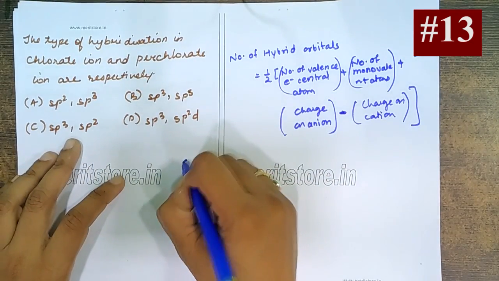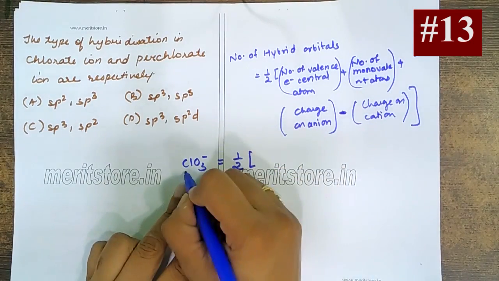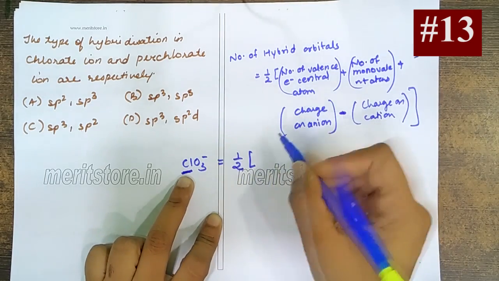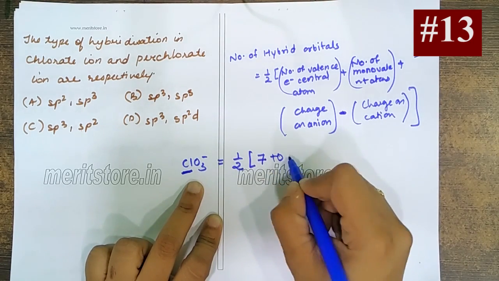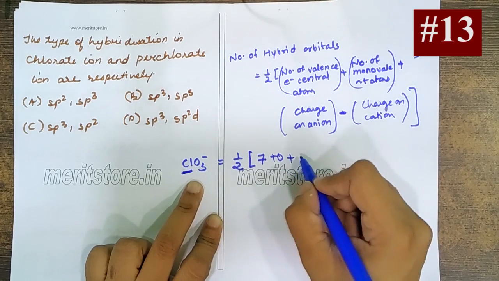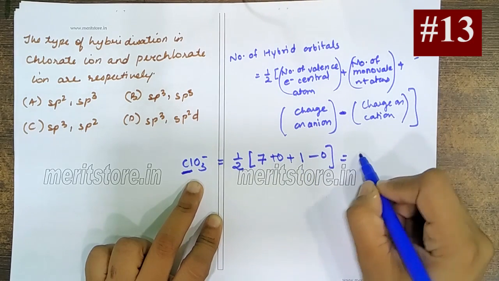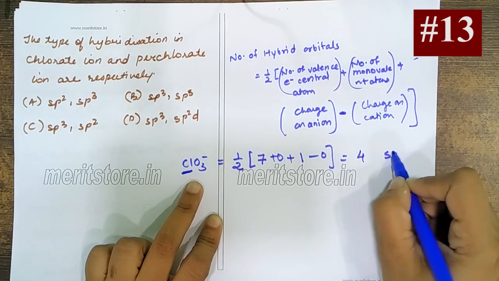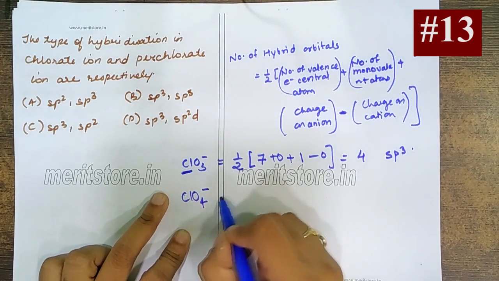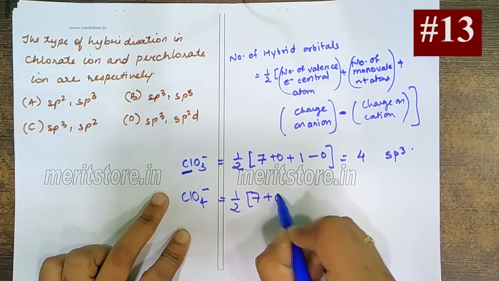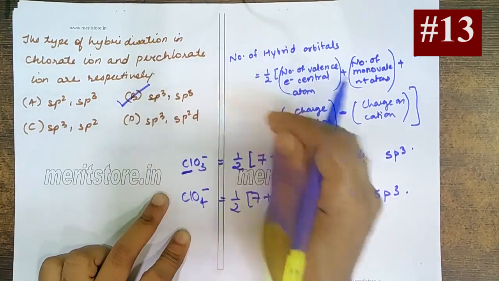In case of ClO3 minus, first of all, for the number of hybrid orbitals, we have a central atom, chlorine. Chlorine's number of valence electrons is 7. Monovalent atoms we don't have any, so plus 0, plus charge on the anion which is minus 1, so we add 1. It's not a cation, so minus 0. So 7 plus 1, 8. 8 divided by 2 is 4. So 4 means we are expecting sp3 hybridization. Similarly, ClO4 minus, the same calculation, half of 7 plus 0 plus 1 minus 0, that will be 4. So again this is sp3. So our option is option B.